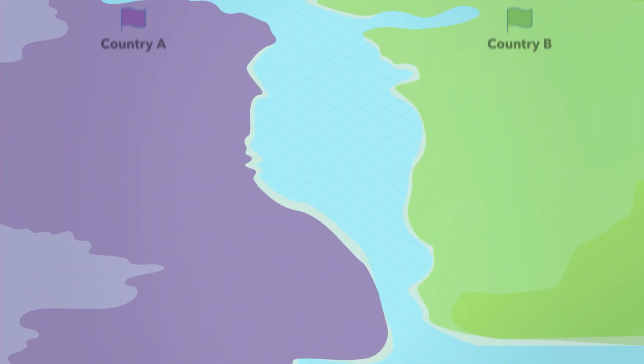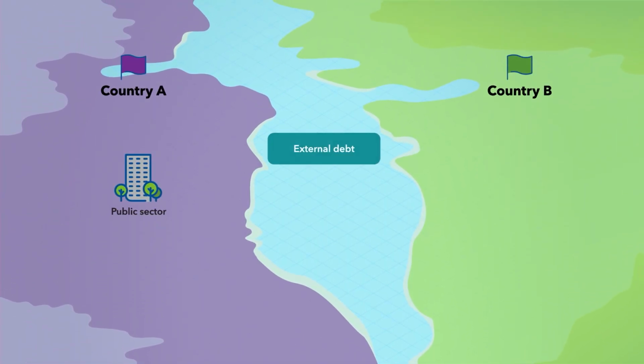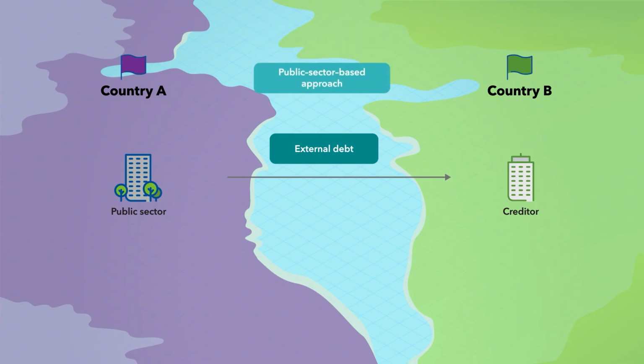For countries in which the public sector is responsible for a large share of the external debt, for example, low-income countries, it is important to identify all the debt owed to non-residents by the public sector. The public sector-based approach is essential when the public sector is involved in external debt borrowing activity, both as a borrower or guarantor. Therefore, it is important to determine whether a resident unit is in the public sector.